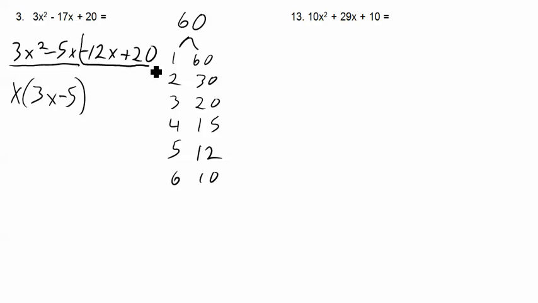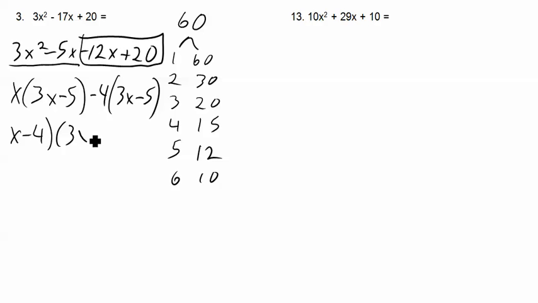All right, then I look at these. And I say, what do I have to take out of negative 12 to make it 3? Well, I got to divide it by negative 4. And I'm left with 3x. And 20 divided by negative 4 is negative 5. But you shouldn't have to think about that all that much because it's just the same as that one. And then the last step, x minus 4, 3x minus 5.